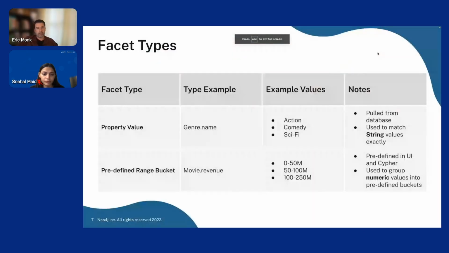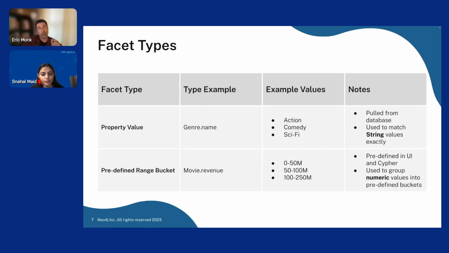Two types of facets that we deal with. One is what I'm calling a property value facet. In our example, we have genre as a node type, and it's got a property called name. Some example values are action, comedy, sci-fi. When you want to draw the facets initially, you want to get the distinct set of values from that string property. So in this case, there are say 40 genres or something like that, and each one of those genres is shown back in the UI.